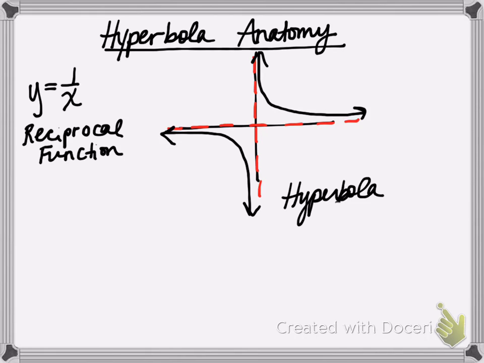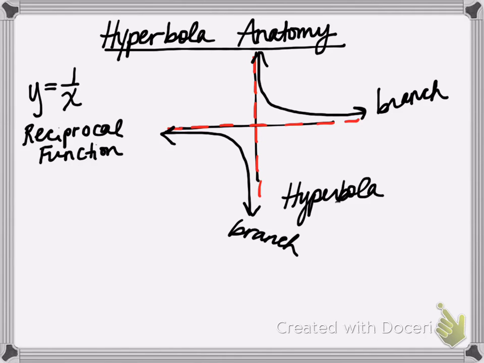Hyperbolas are going to have two branches. So we'll say it has one branch here, for this example, in the third quadrant, and another branch up here in the first quadrant. And hyperbolas are also going to have two linear asymptotes. Incidentally, this particular hyperbola is one that has been rotated.